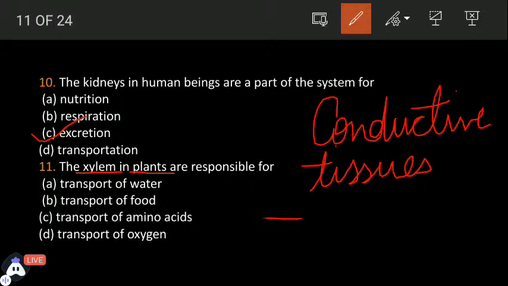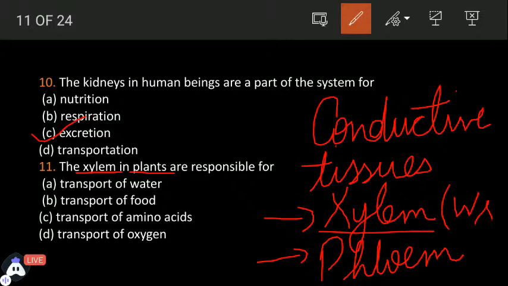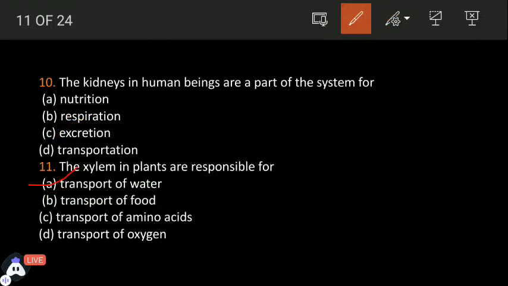And what are they? First and second. I want the names. Yes, the two names are, hurry up. One is xylem and another is phloem. So xylem and phloem are responsible for the conduction, especially conduction or transportation in plants. Xylem is responsible for the conduction of water and minerals, whereas phloem is responsible for the conduction of food. So now, as the question says, the xylem in plants is responsible for what? Transport of water. And if we talk about which conductive tissue is responsible for the transportation of food, the correct option would be phloem. So over here, the correct answer is transport of water.